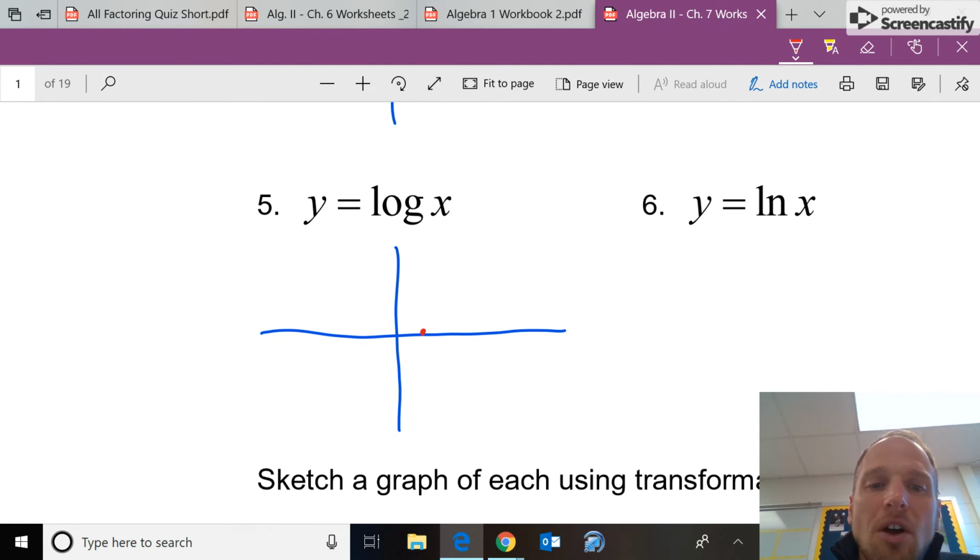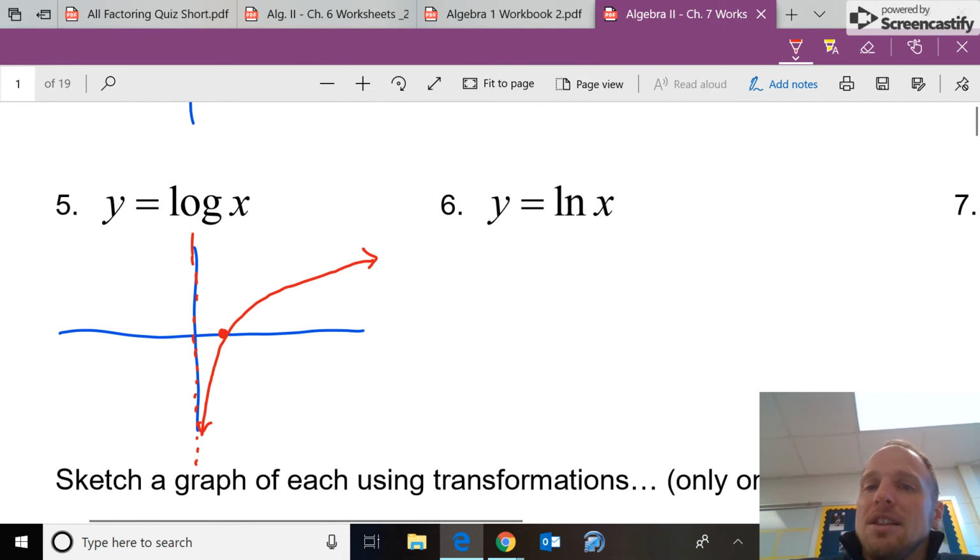So right here with a log, it's going to go through the point 1, 0. It's going to have a vertical asymptote right here where it gets closer and closer and closer to 0, but it's never going to touch this. It's never going to touch the line x equals 0, and it's just going to go up. Never touches x equals 0, goes through the point 1, 0, and it curves across like that.